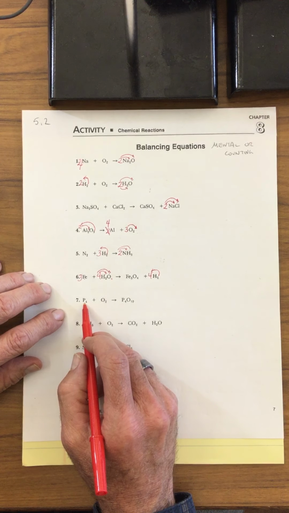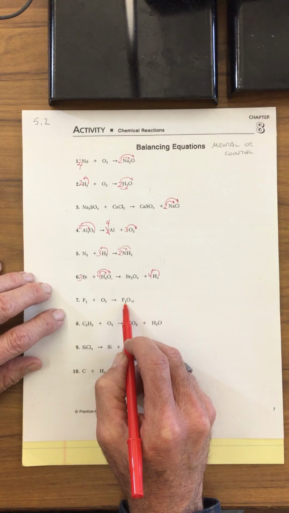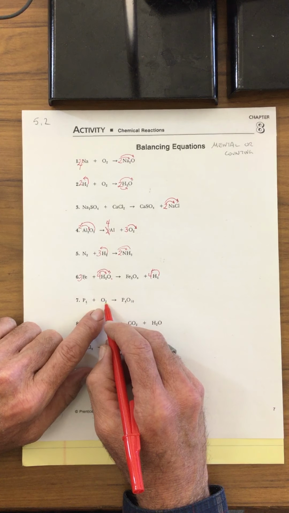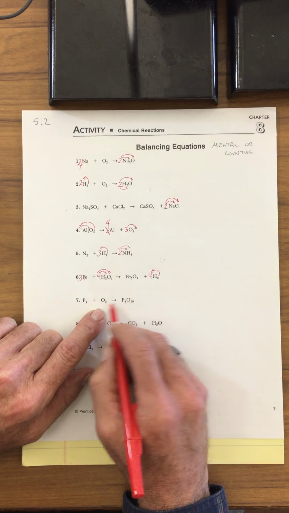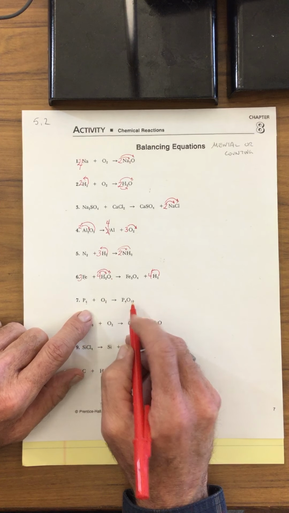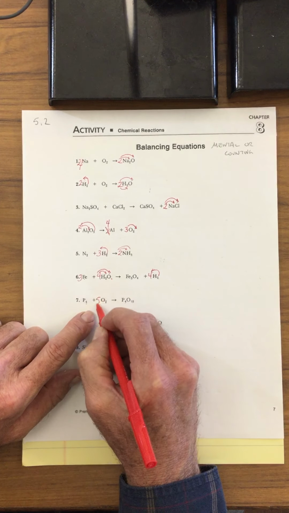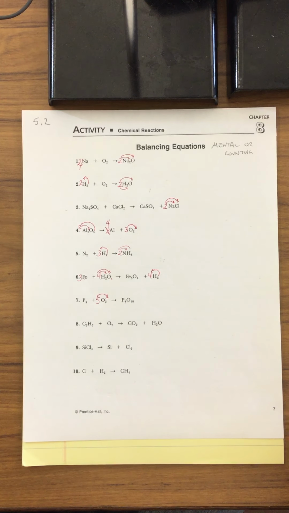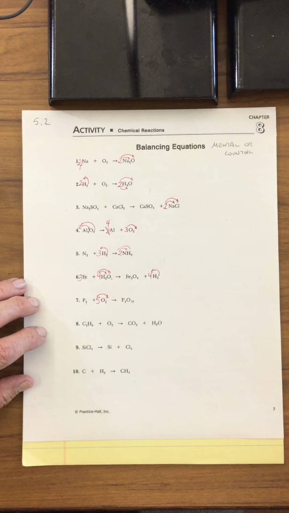Okay, P4, we have 4 P's. I have 4 P's here. And I have 10 oxygens, and I have 2 oxygens. So what's going to be the lowest multiple of 2 and 10? It's going to be 10. So I'm going to have 5 times 2 is 10. And that's it for that one.